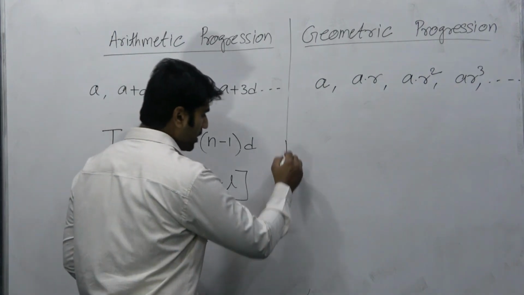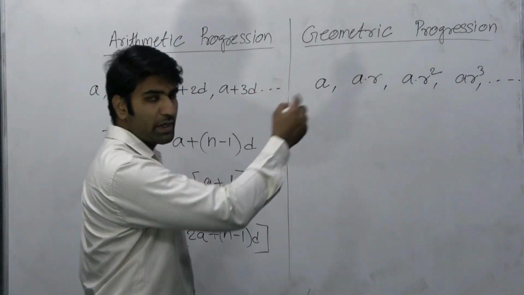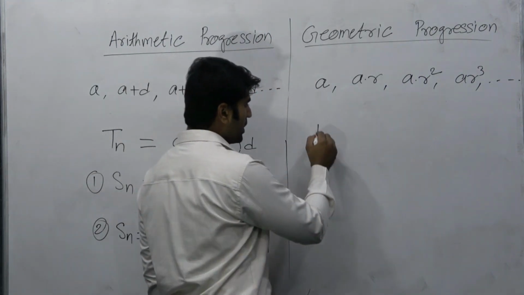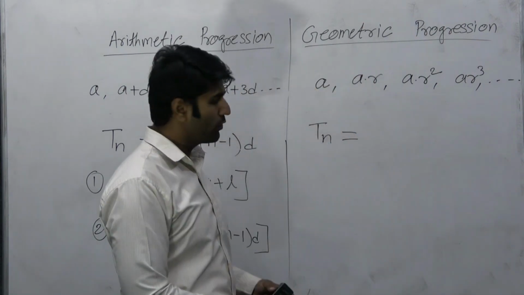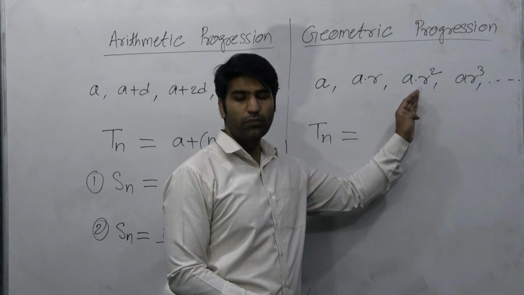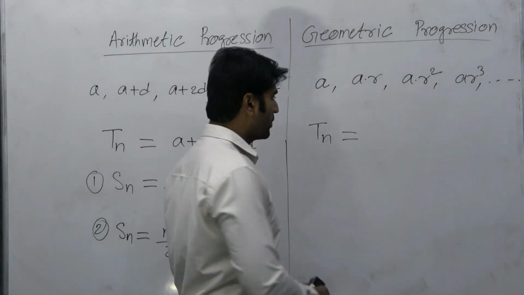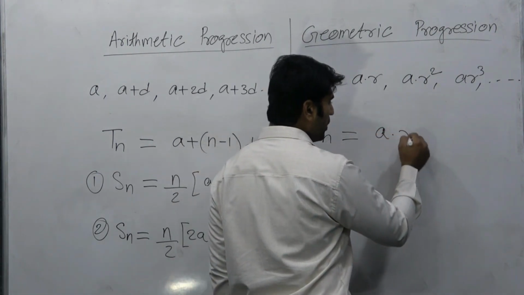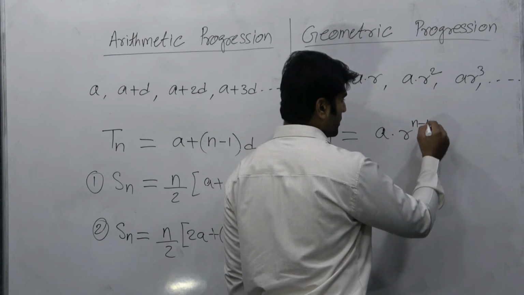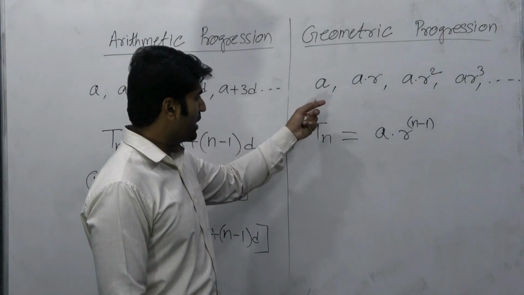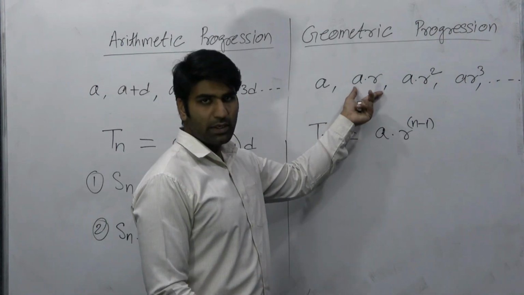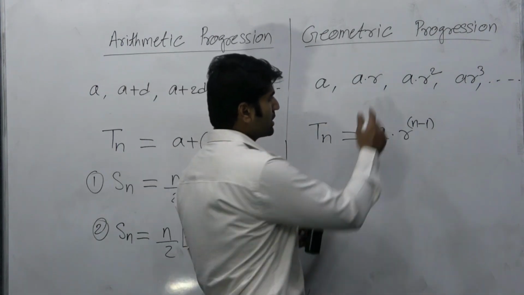Okay. Now moving towards geometric progression, there is also a formula for Tn, the nth term. Like when we have to find the 10th term or 15th term, we have the formula a into r raised to n minus 1. The exponent is n minus 1. See here, if it is the second term, r raised to 1 is there.